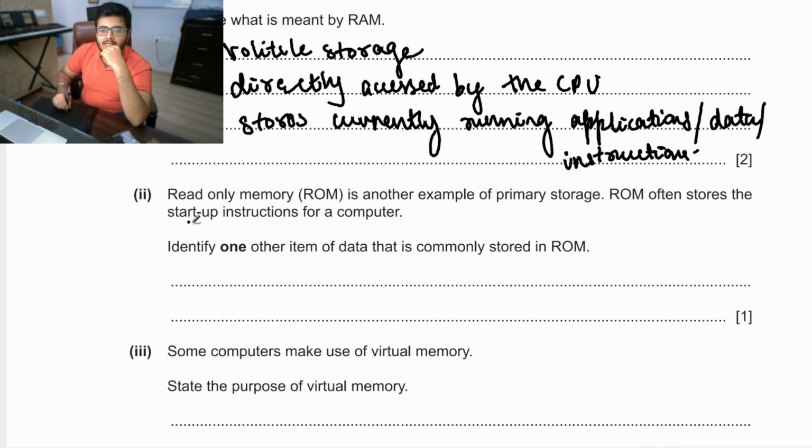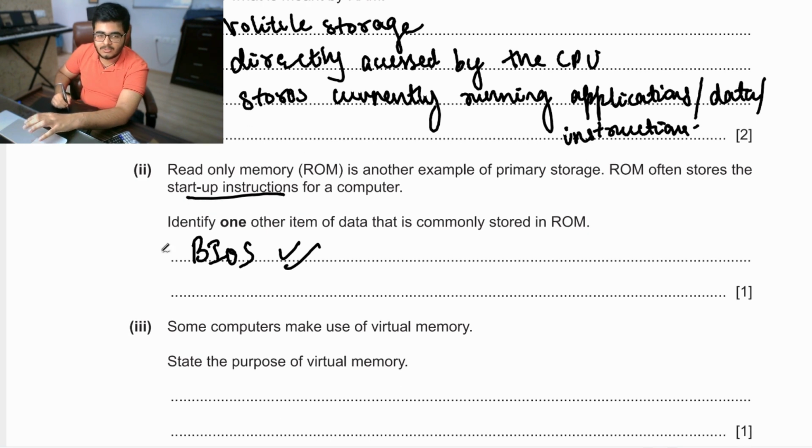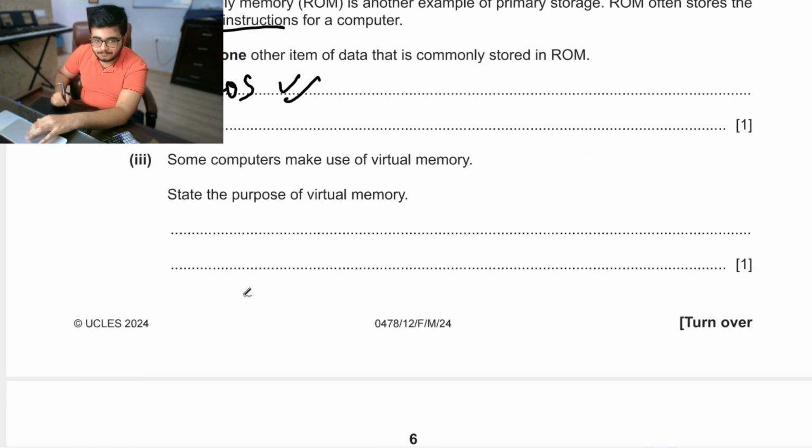Okay, identify one other item of data that is commonly stored in ROM. So ROM stores startup instructions, right? Now they are asking you to state another form of data that the ROM stores. So we all know that the basic input output system, or the BIOS, is also stored by ROM. Instead of BIOS, you can also say bootstrap loader, right? Or you can obviously mention firmware or any part of the operating system. However, BIOS is the best option, and you should put this point on priority.